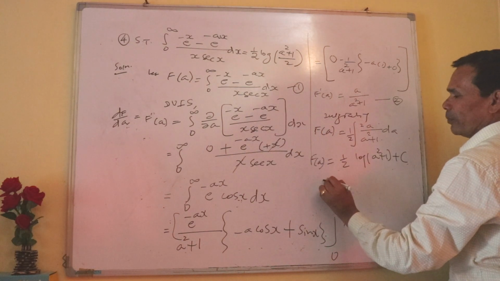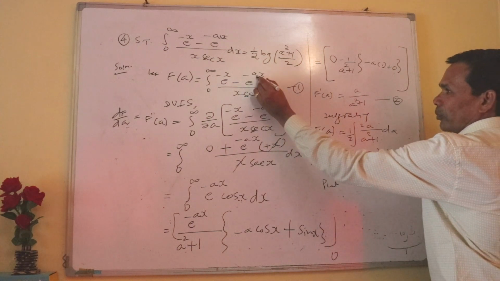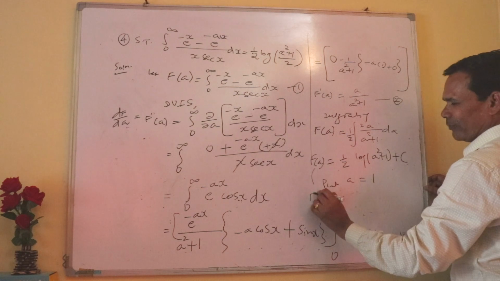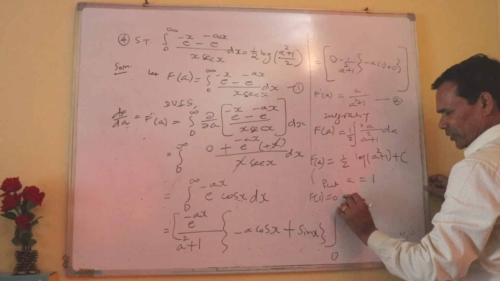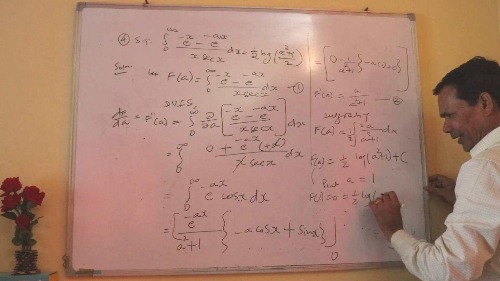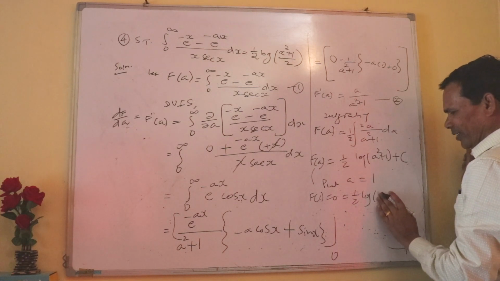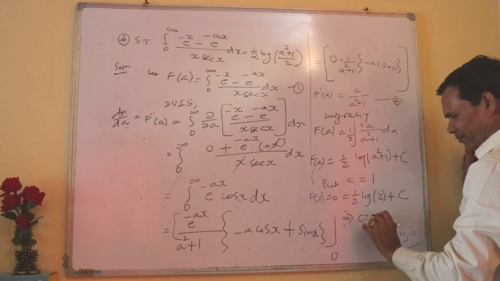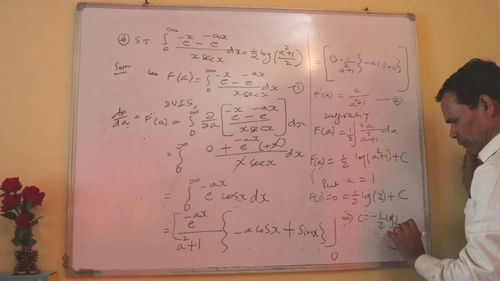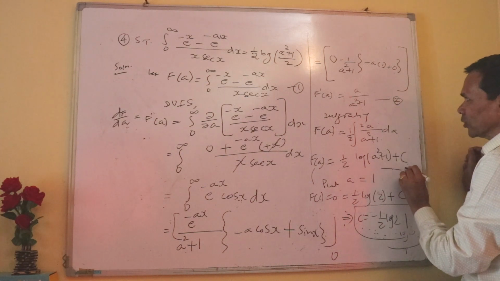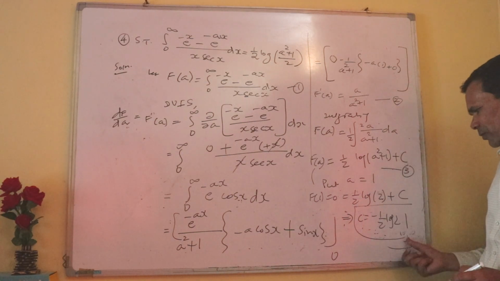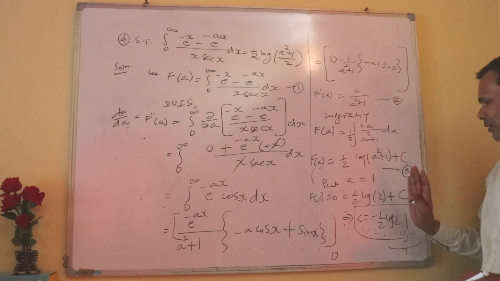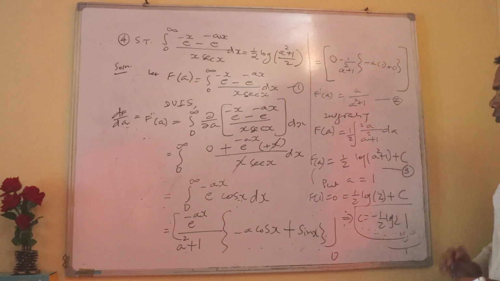So we again use this to find c. From the original integral, in order to become 0, put a is equal to 1. If a is equal to 1, then f of 1 would be 0. This is equal to half log of a square plus 1, and a equal to 1 means it is 2, plus c, and then c would be minus 1 by 2 log of 2. So substitute this value in expression number 3. So you are getting your final answer, that is what is required over here, c minus half log, if you take it, a square plus 1 upon 2.